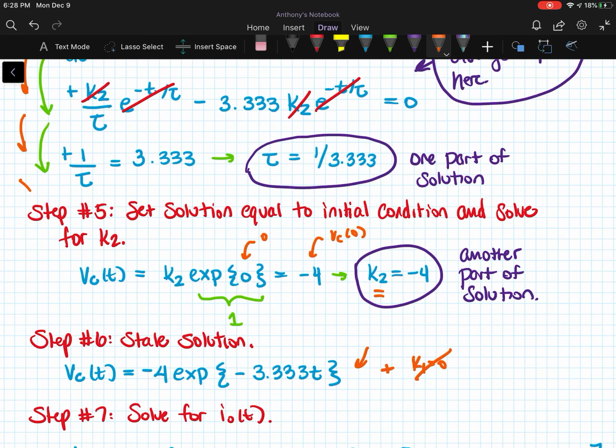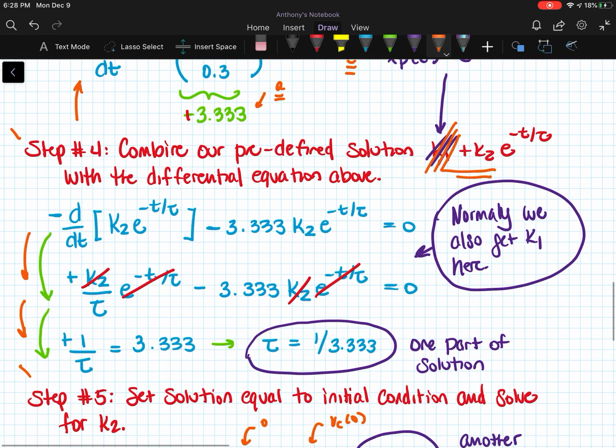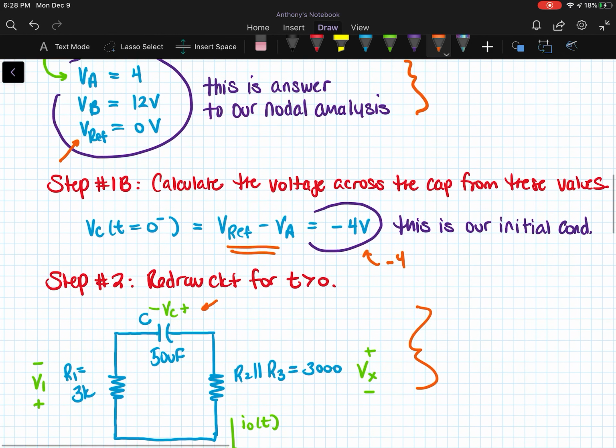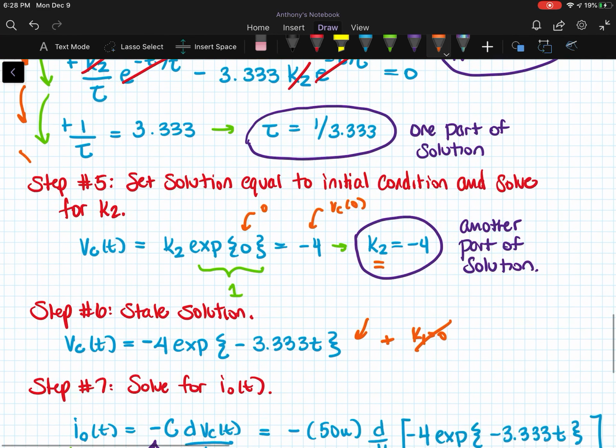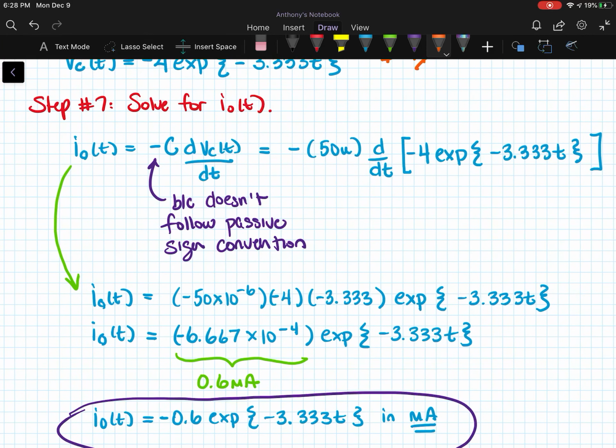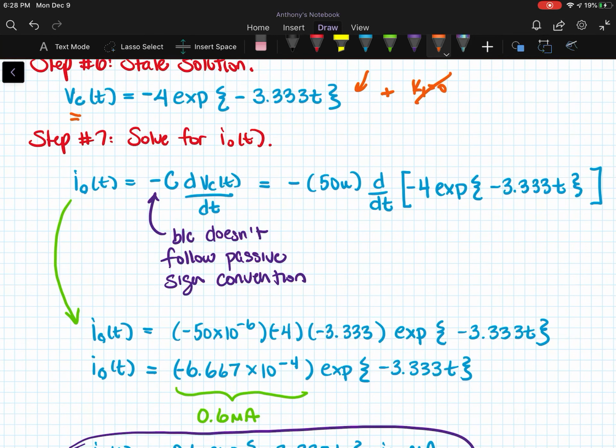The last part here is to solve for I/O of t, which is the actual solution they request from us, not VC. And we'll see here that I/O is this value. So how are we going to come up with I/O? We could try to use Ohm's law, but ultimately that's not going to yield a meaningful expression. The expression that is meaningful is the VI relationship for the capacitor, because we know what VC is. So negative C dVc dt equals I/O of t.